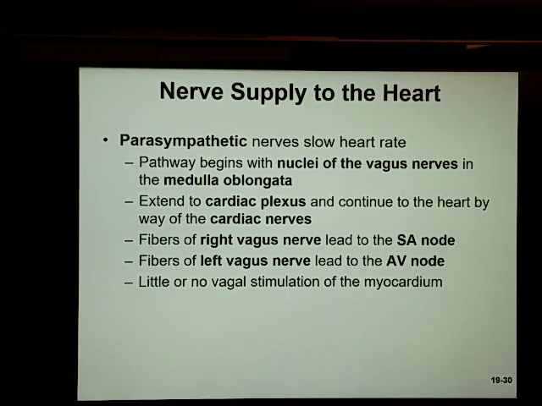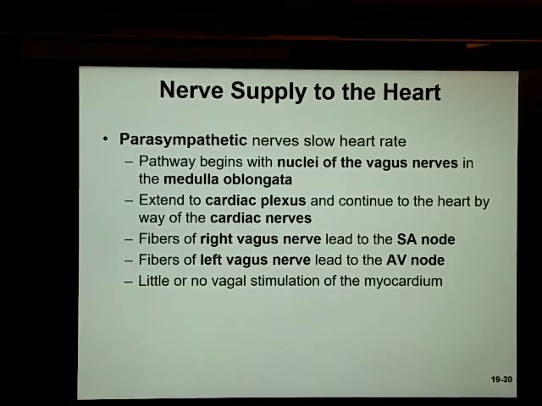The parasympathetic system, now remember, the parasympathetic works in opposition to the sympathetic. So the job of the parasympathetic is to slow the heart rate. Now, once again, the fibers, the nerves that are going to make their way, note this good old vagus nerve, okay? And note that the right vagus nerve goes to the SA node, and fibers to the left lead to the AV node.